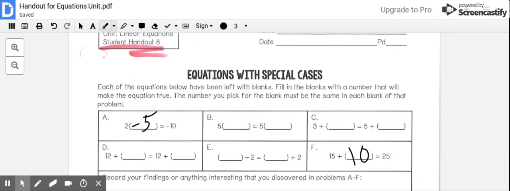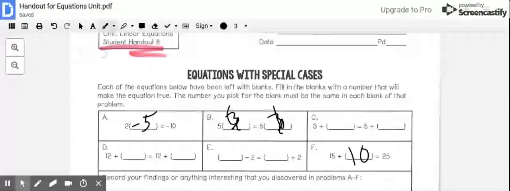Then there's going to be equations that any number would work. So if we look at B, 5 times what will equal the same as 5 times, and if you have to use that same number, if the blank has to be the same. So, I mean, you can put anything in there. 5 times 3 is the same as 5 times 3. 5 times 6 is the same as 5 times 6. It's always going to be the same. So anything will work. So there's an infinite number of solutions.